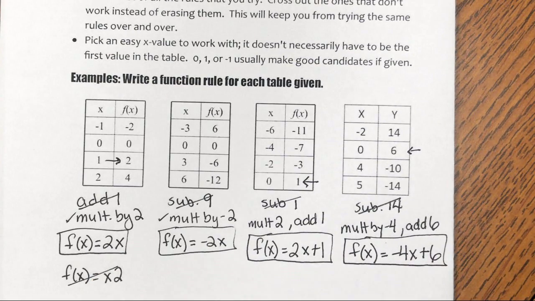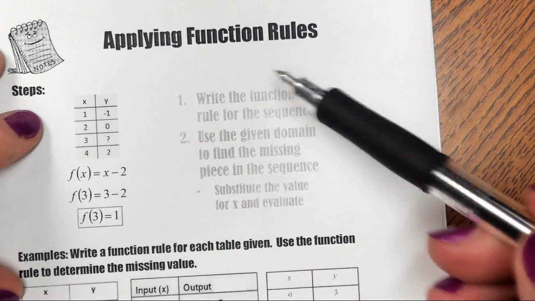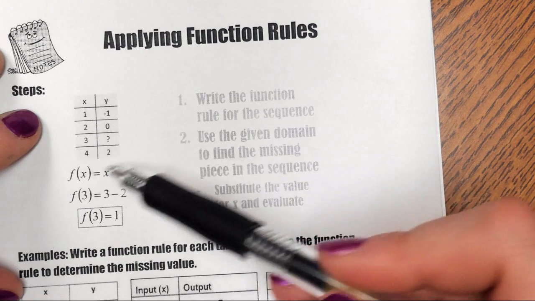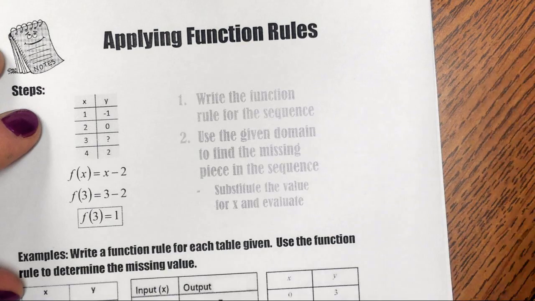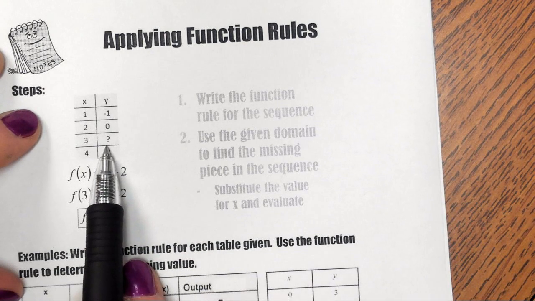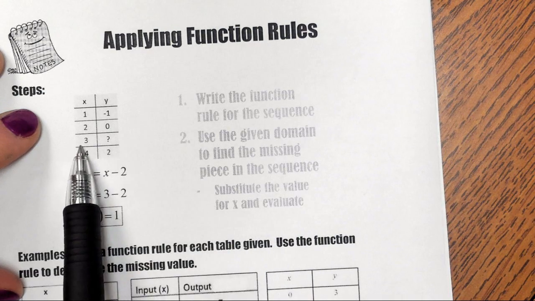All right, turning the page over, we're going to talk about now how to apply these function rules that we've written. So step 1, we write the function rule for the sequence given, and then we use the given domain to find the missing piece in the sequence. So you'll usually have a question mark here, and that's what you're looking for. So we substitute the x value in, and then we evaluate.